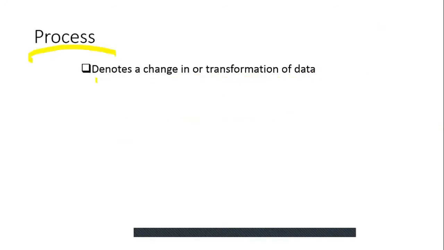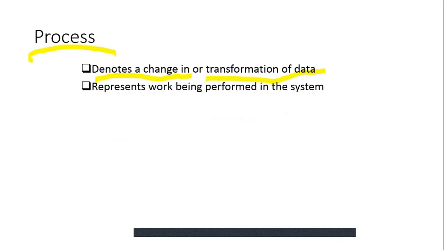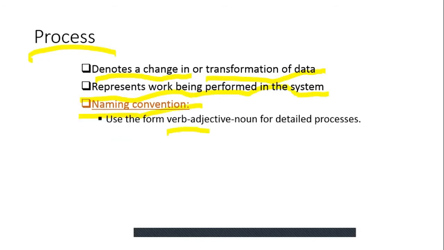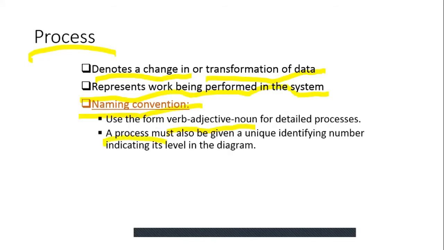The process denotes a change in the data or transformation of data. It represents work being performed in the system. It is named with the help of a verb, adjective, and noun. A process must also be given a unique identifying number. So numbering is important, indicating its level in the diagram.